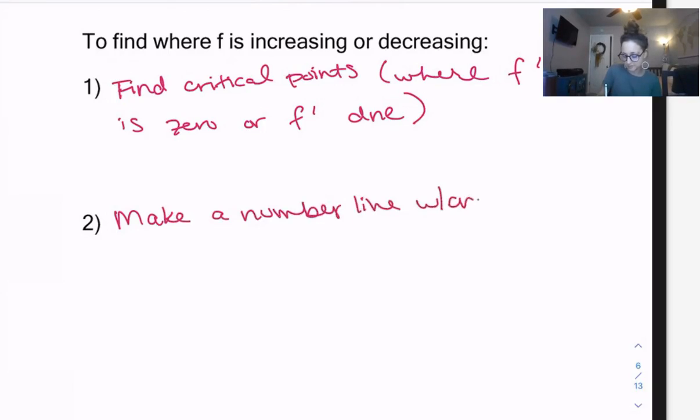with those critical points. And we're going to label the number line f prime and f, okay? And this will make more sense once we do a couple examples, but please make sure you have this strategy in your notes, and then we'll try some together.